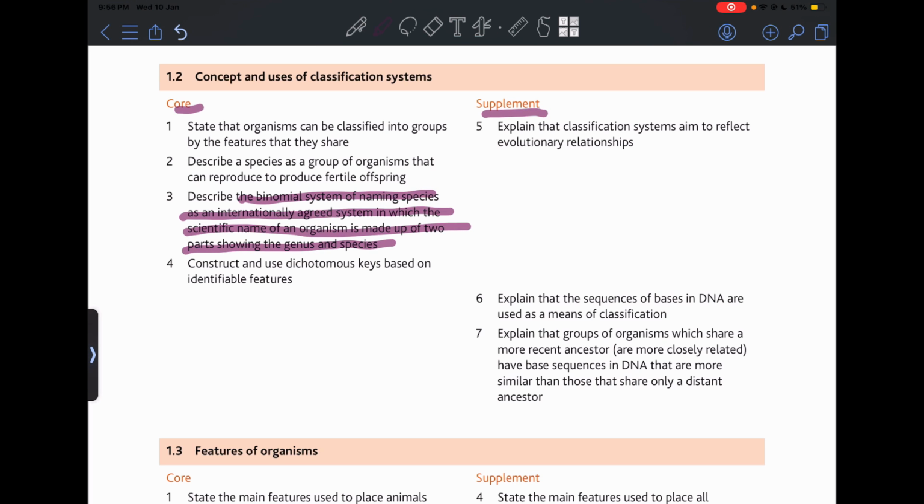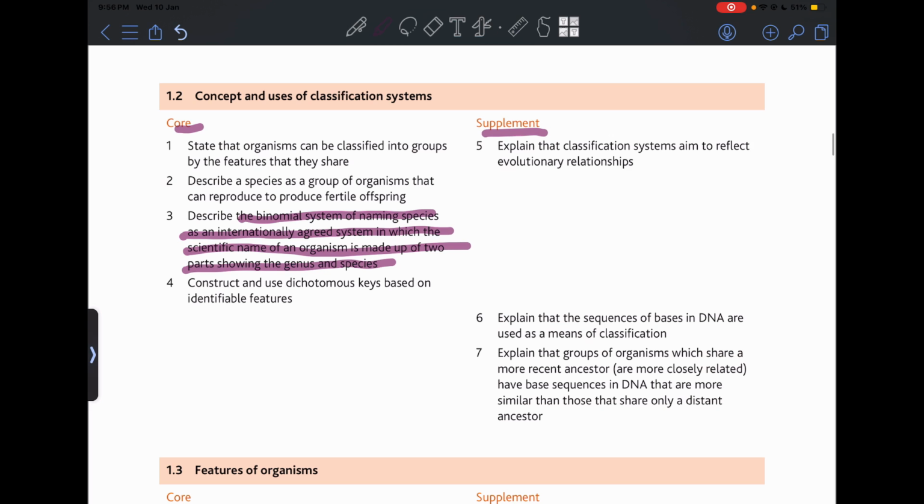Now, for the fourth part, it says construct and use dichotomous keys based on identifiable features. So, dichotomous key is actually in paper 4 only. It is a question where they tell you go to number 4, go to number 3. I've solved questions like these in my paper 4 solving videos. You can check them out if you want.